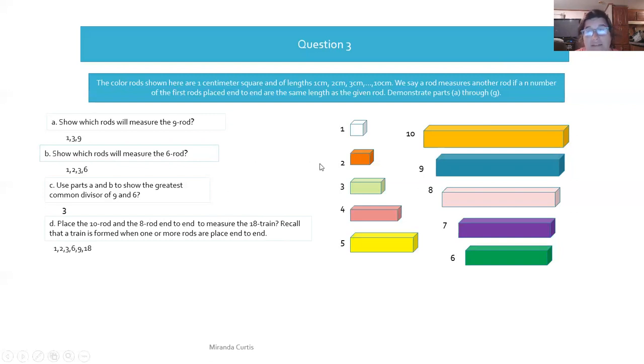1 times 18 is 18. 2 times 9 is 18. 3 times 6 is 18. So here are your numbers. You just put them in order.